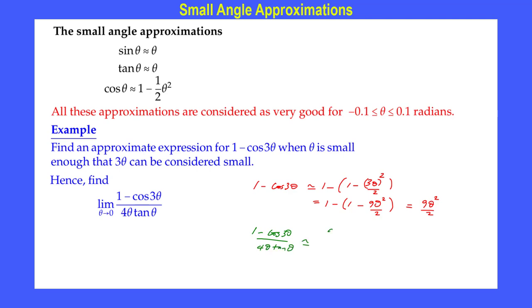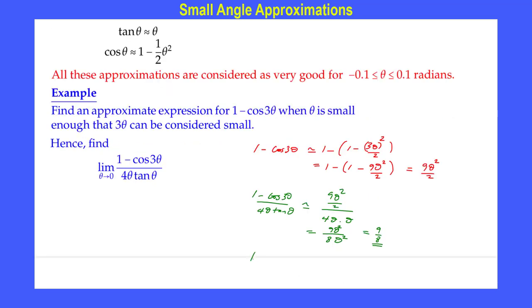The next thing I'm going to do is work out what 1 minus cos 3 theta over 4 theta tan theta is. Again, using the small angle approximations, I've already done the top bit, the numerator, and the denominator is 4 theta times theta, which is 4 theta squared. So when I simplify this through, I get 9/8. And then to write out the final answer, I can say the limit as theta tends to 0 of that expression is going to be 9/8.